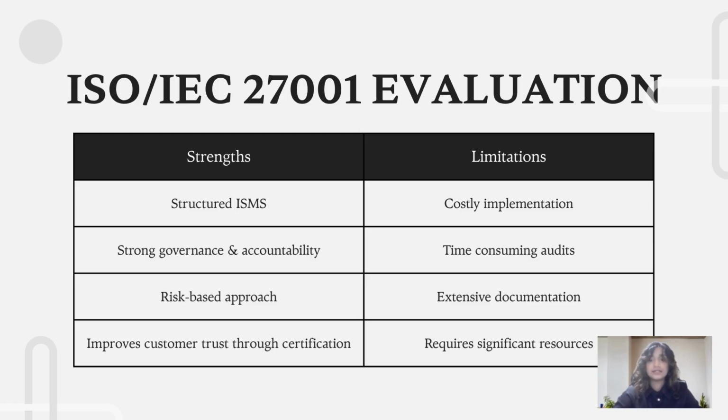However, ISO IEC 27001 also has several limitations. The first limitation is that implementation can be costly, especially for a medium-sized organization with limited budgets. Then it can also be time-consuming because regular audits, risk assessments, and compliance activities are required. Third, it involves extensive documentation, which may increase administrative workload. Finally, it requires significant resources, including staff, training, and continuous management commitment.